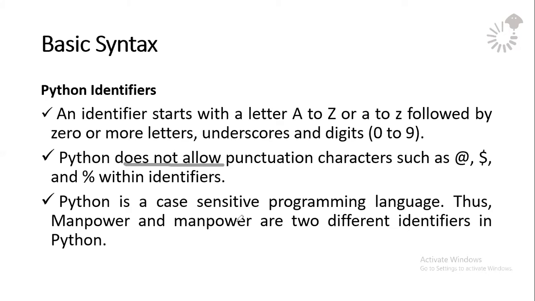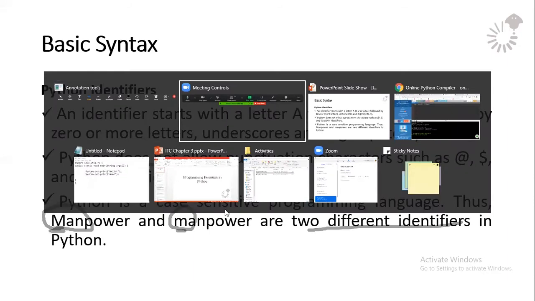Next, Python is a case-sensitive programming language. We have to check on that, okay? So it is case-sensitive. That means manpower with capital M and manpower with small m are two different identifiers, or two different objects. So if you will call the one with capital M, you use capital M. If small m, that is the object it will call. Okay? Let's check.